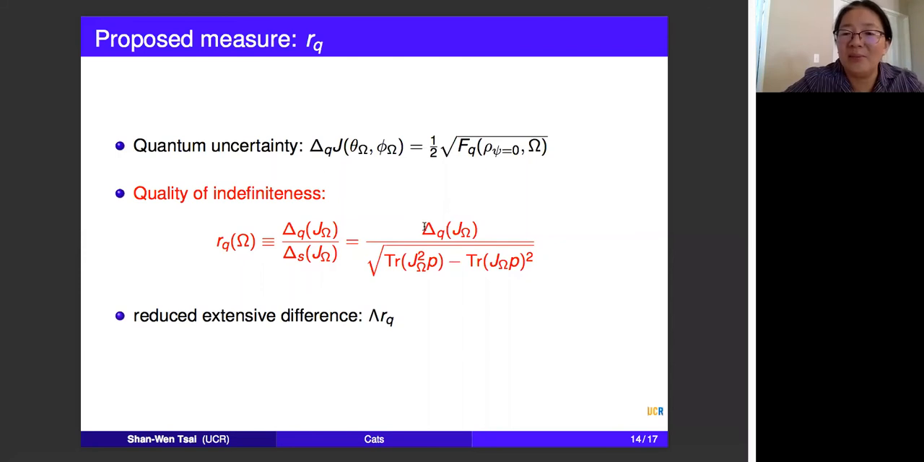This is the minimum. This is the fully quantum piece, and this is everything that you actually measure. So at most, this R could be one, and that's the best cat. But in general, it would be lower.